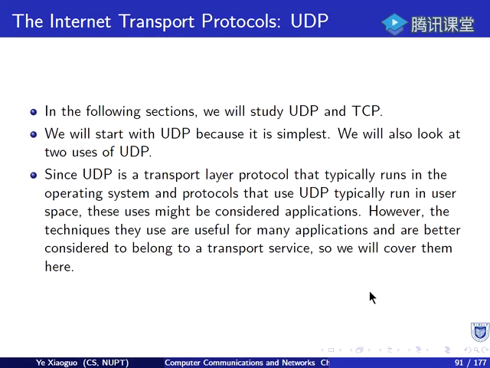Then, in the following section, we will study UDP and TCP. We will start with UDP because it is simplest. We will also look at two uses of UDP. UDP is a transport layer protocol that typically runs in the operating system, and protocols that use UDP typically run in user space. These uses might be considered applications. However, the techniques they use are useful for many applications and are better considered to belong to a transport service. So we will cover them here.